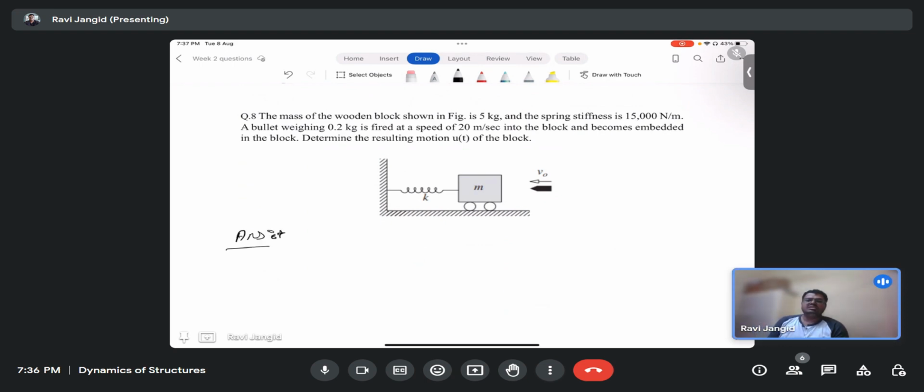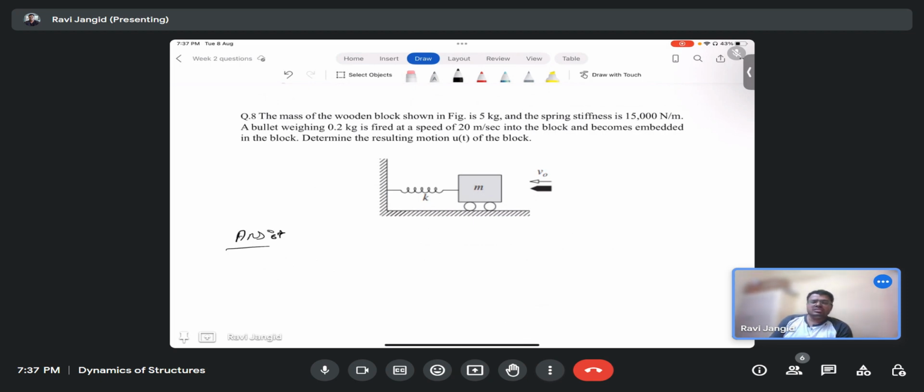Now the last question is that we have a mass block which is connected to a spring. The block mass is 5 kg, and the spring stiffness is 15,000 newton per meter or 15 kilonewton per meter. A bullet weighing 0.2 kg is fired at a speed of 20 meter per second into the block and becomes embedded, like the bullet is stuck into the wooden block. We need to determine the equation of motion, the resulting motion of the block.